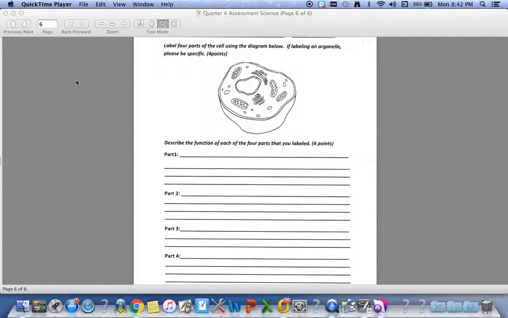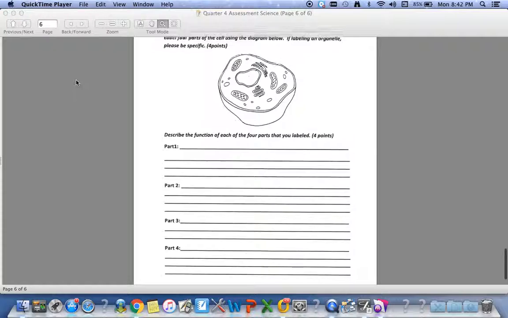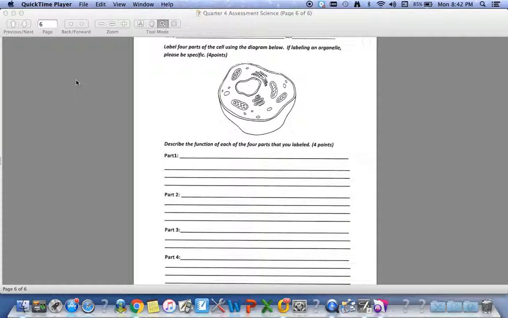Label 4 parts of the cell using the diagram below. If labeling an organelle, please be specific. This is for 4 points. Then you are to describe the function of each of the 4 parts that you have labeled for 4 points. You have part 1, part 2, part 3, and part 4. That concludes your science test for 4th quarter.